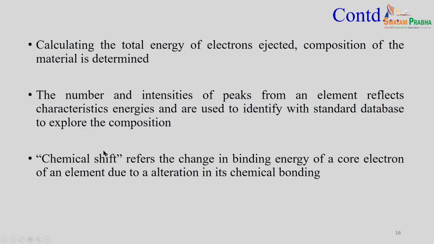So, many times in the standard database we observe a chemical shift, and this particular chemical shift refers to the change in the binding energy of a core electron of an element due to alteration in its chemical bonding. It means an atom may have different binding energy, depending on what types of chemical bonds it has in a particular compound or a particular molecule.